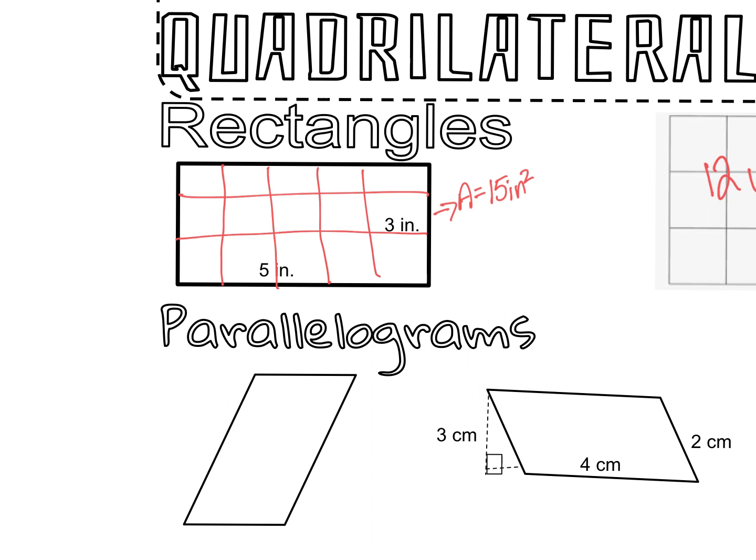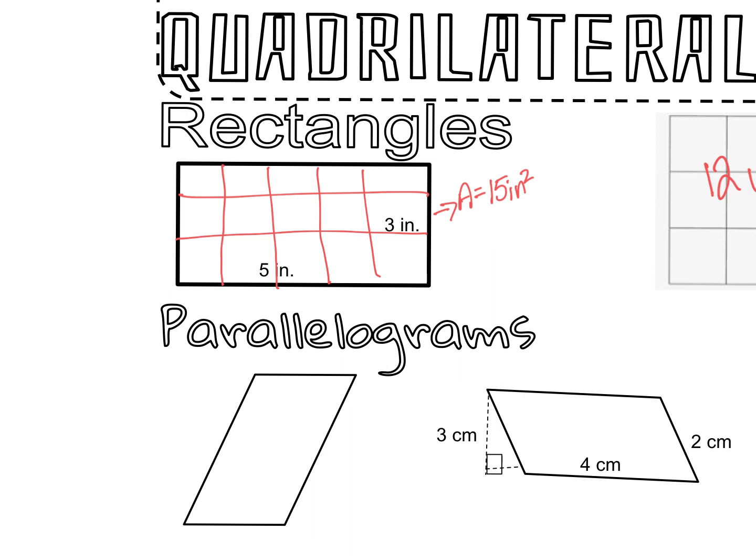Rectangles are probably a lot of review for you, and so what we want to look at is now how do we take this and apply it to parallelograms. So parallelograms, remember, look like rectangles tipped over, but basically it's a shape with opposite sides that are parallel and congruent, but it doesn't have the right angles that a rectangle has.